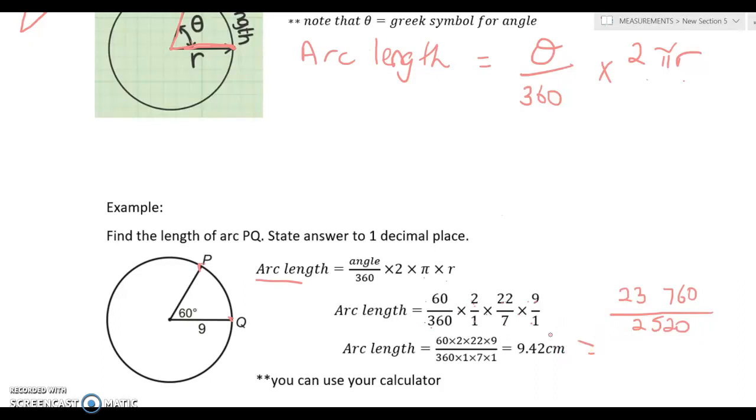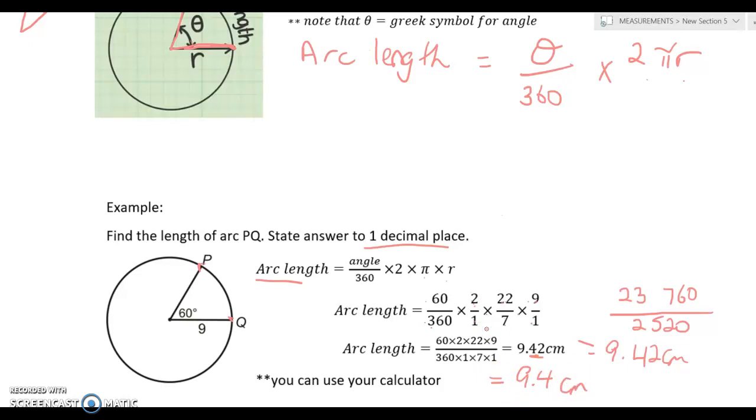And when you go ahead and divide the 23,760 by the 2,520, you will get 9.42 cm. Now a correction should be made here because it says state your answer to one decimal place. This is actually two decimal places. So your answer should really be 9.4 cm.